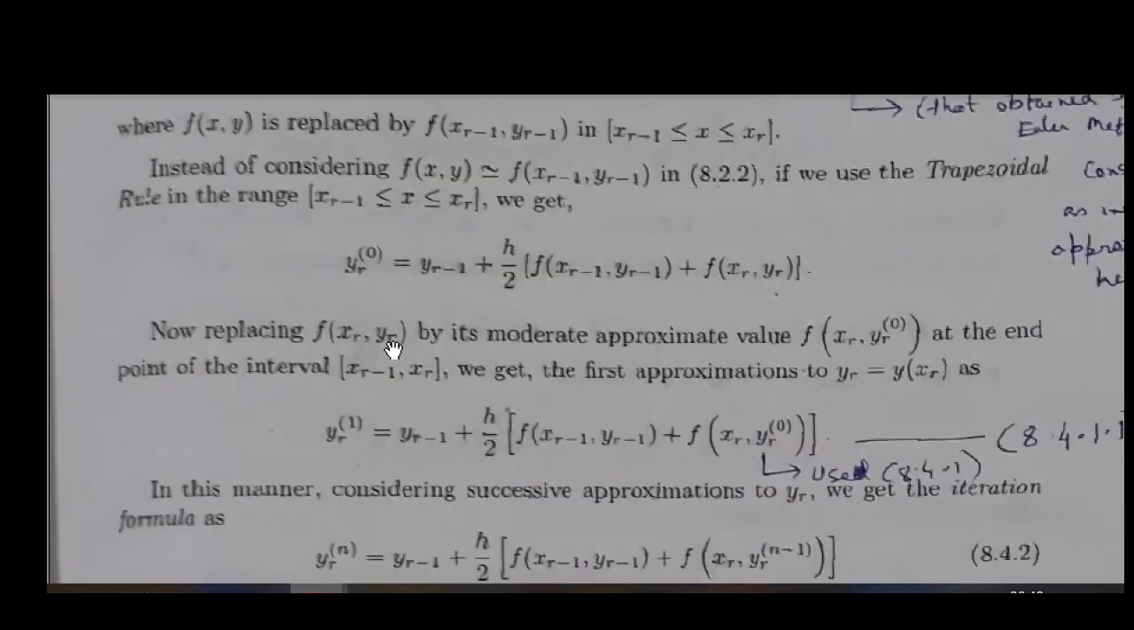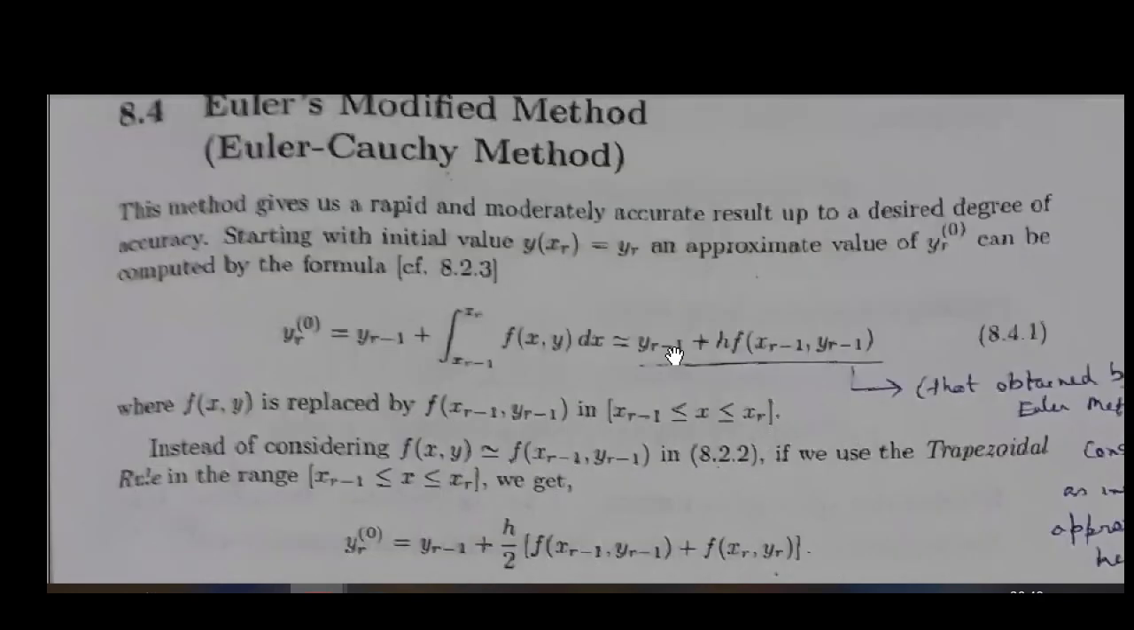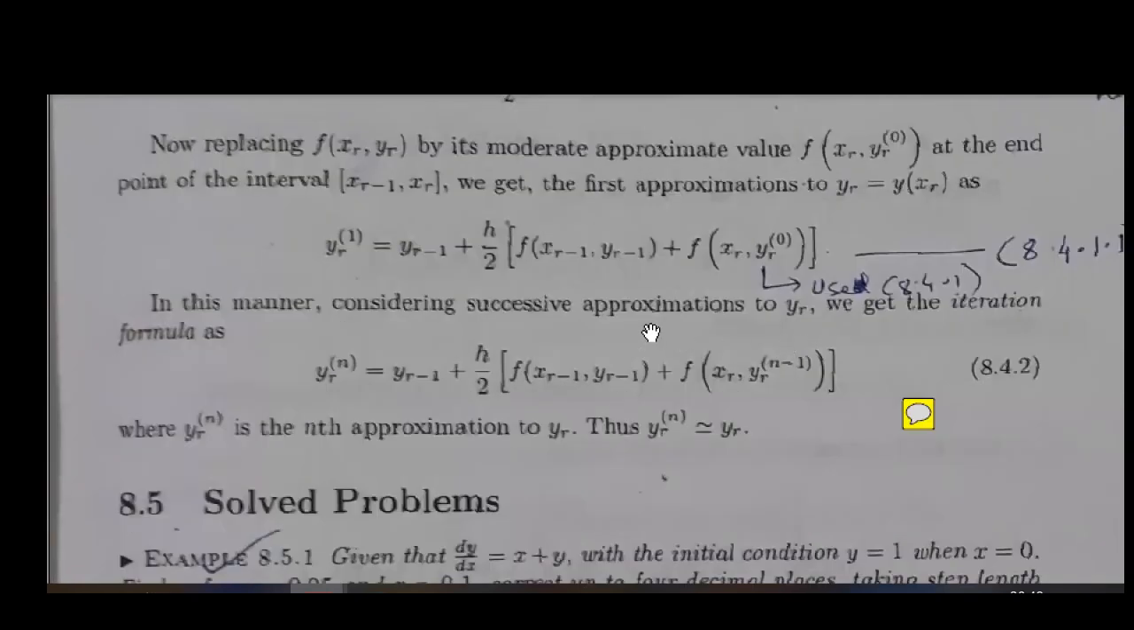Now replacing f of xr yr by this approximate value, that means this yr0, which you are getting via Euler's method at the end point of the interval xr minus 1, xr, that means at the point xr. Then the first level is the initial level, and this is the second level. That means yr1 is given by this, which will remain as it is, plus f of xr yr, where here you will put yr0. That means the initial approximation of yr you put here is obtained via Euler's method. So this is the new thing we are doing here.